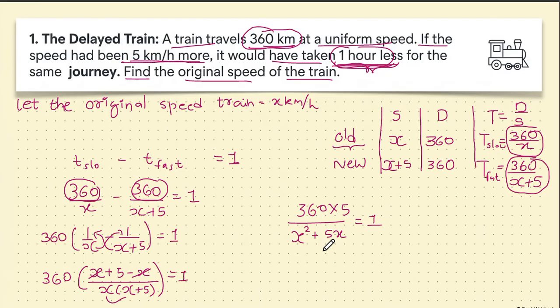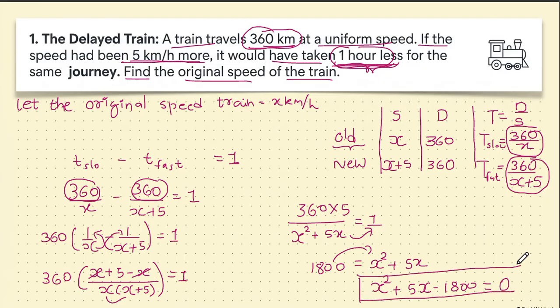Now again we have to do the cross multiplication. So this x square plus 5x we have to multiply here. So 1 into x square plus 5x, which is x square plus 5x, and in the left hand side 360 multiplied by 5, which is 1800. So if we take this 1800 that side, we'll get our quadratic equation x square plus 5x minus 1800 is equal to 0. So this is our required quadratic equation.